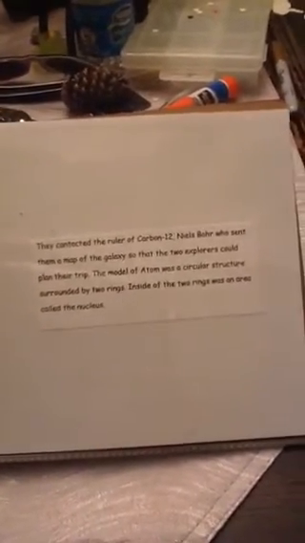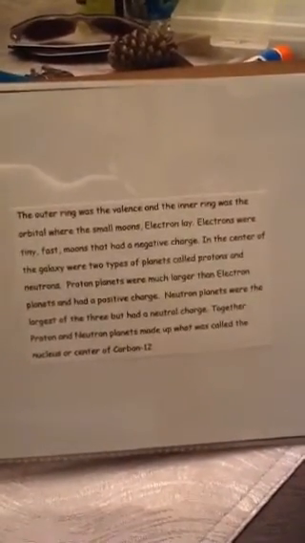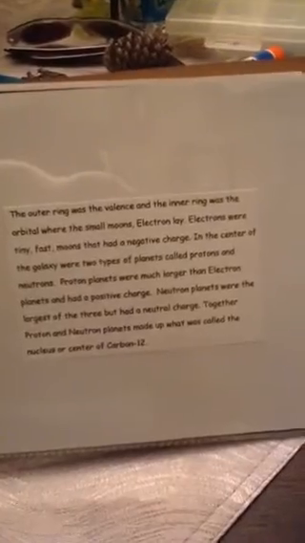The model of the atom was a circular structure surrounded by two rings. Inside of the two rings was an area called the nucleus. The outer ring is called the valence, and the inner ring was the orbital where small moons, electrons, lay. Electrons were tiny fast moons that had a negative charge.